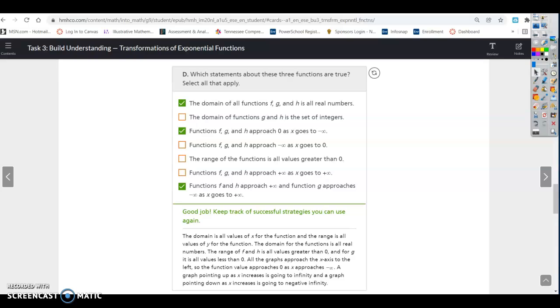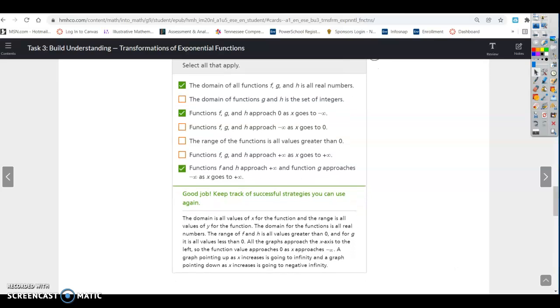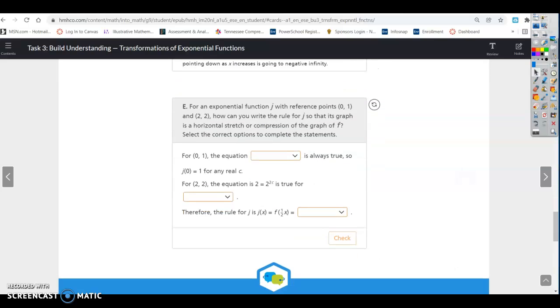Hey guys, lesson 12.1, task 3. We're at the end of task 3 because the video shut off and I'm not sure exactly when it cut off. But anyways, we're going to finish up the last question here on task 3.